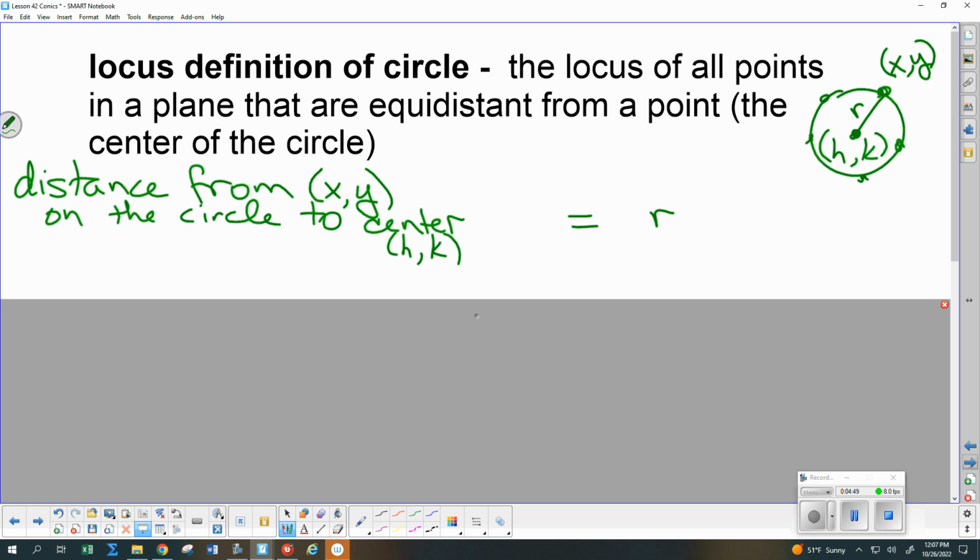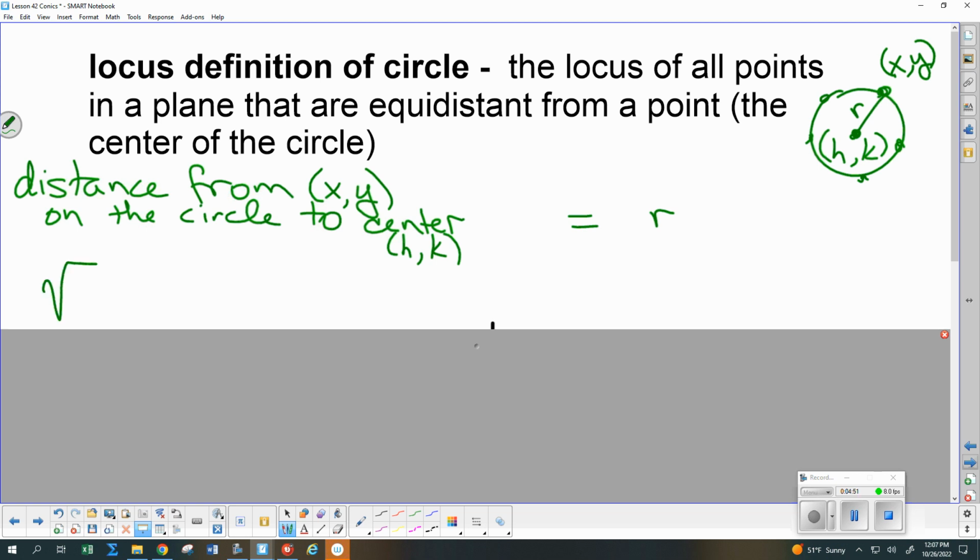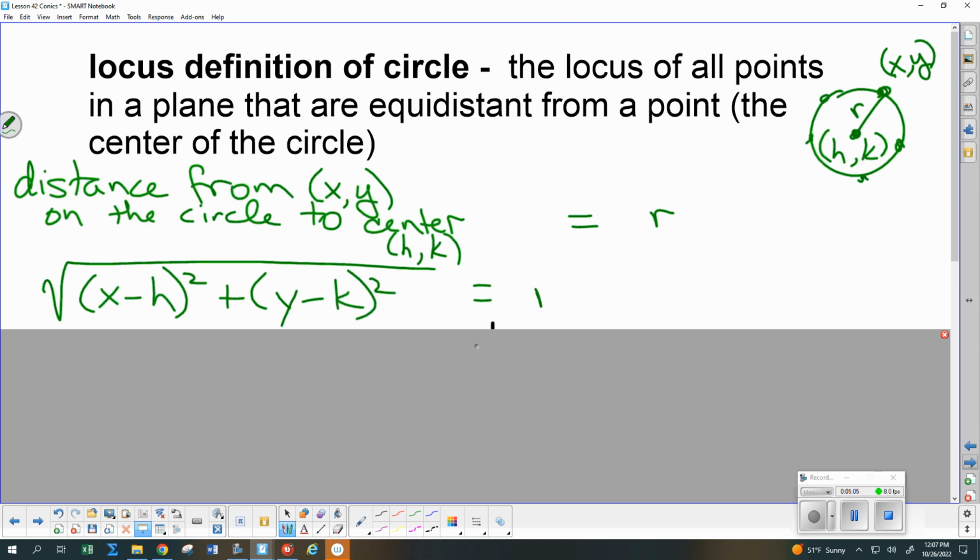So my distance formula says the square root of, and if I want the distance between xy and hk, I have to do x minus h and square it, plus y minus k, and square that, and that needs to be equal to my radius.